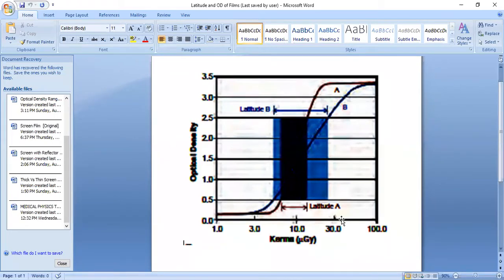So to avoid all those things, we need a film that has a very good latitude, that is a good range, so that it can accommodate the range of exposure values we are going to use in that diagnostic range. If you don't do that, at the end of the day, we will be doing so many retakes. You take this film, and you see that it doesn't give you a very good radiograph.